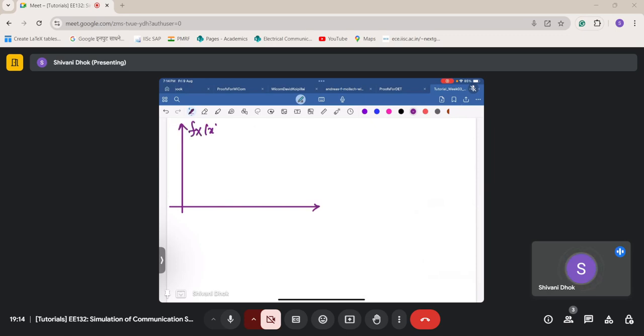We have fX(x) as lambda e power minus lambda x for x greater than or equal to 0. So before x equal to 0, it is 0. At x equal to 0, it takes the value lambda, and then we have an exponential decay.